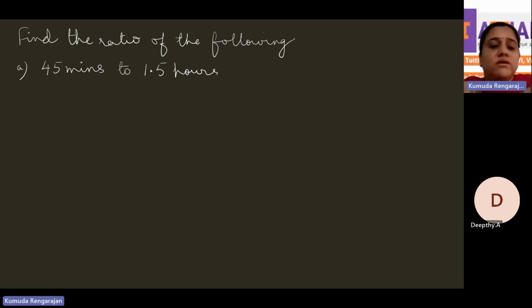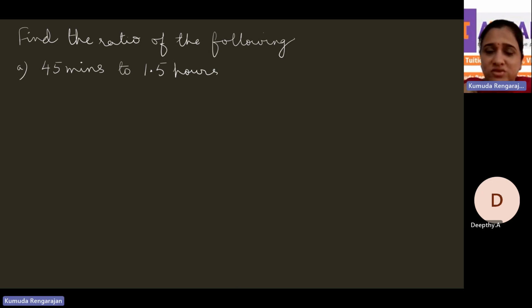So we know that ratio is all about comparing two quantities of the same unit. But you see here that these two quantities have different units, minutes and hours. So you need to bring them to the same unit before you compare them. And the same unit is preferably the smaller of the two units. So between minutes and hours, which is the smaller of the two units?